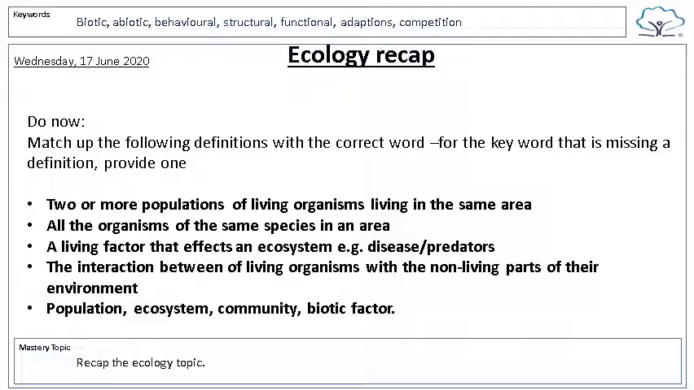So your first task is you've got 4 definitions, and I would like you to match each one to the following 4 keywords, which are population, ecosystem, community, and biotic factor. What you can do is you can type the definitions into the table which you've got in your booklet, or you can just number them 1, 2, 3, and 4, and write those correct numbers in the table which is in the booklet.